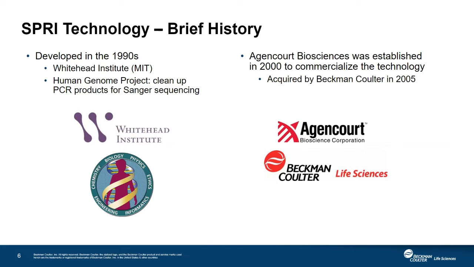I'm going to give you a real brief history of this technology. So this was developed in the 1990s at the Whitehead Institute. This was really a pivotal part of the Human Genome Project. So it was used to clean up PCR products for Sanger sequencing. About 2000, Agencourt Biosciences was established, and the whole point behind Agencourt was to commercialize this technology. In 2005, they were acquired by Beckman Coulter. So a lot of times you still might see folks refer to these as Agencourt beads, things like that. So you'll see a little bit of both terminology, but Agencourt and this SPRI technology is part of Beckman Coulter Life Sciences now.